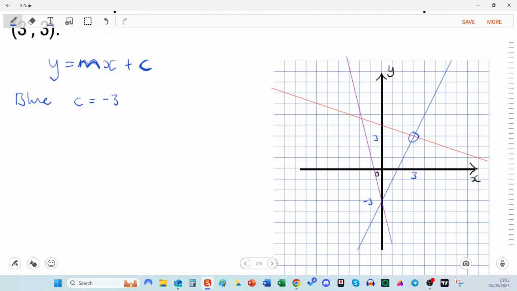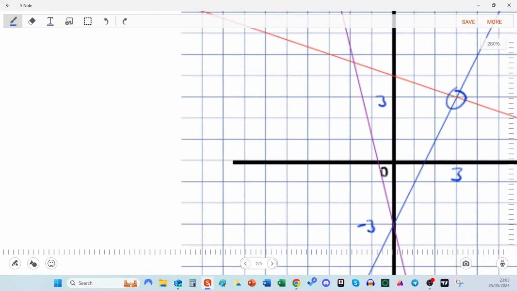And the gradient is defined by how much your line goes up as you go across 1 from left to right. Okay, so how much has it gone up? Easy to do, just pick a point. So let's zoom in for this one, if I can. How do I... There you go.